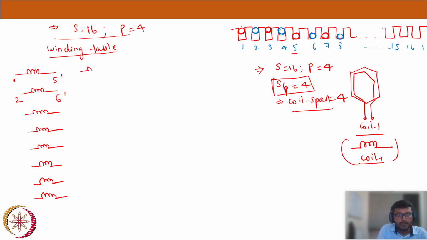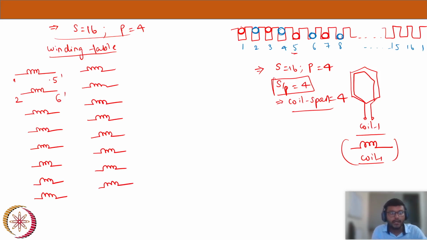These are 8 coils: 1, 2, 3, 4, 5, 6, 7, 8. So I draw the 16 coils and I will just quickly make the numbering. Coil 3 will end at 7 dash, because the coil span is 4. 4 will end at 8 dash. 5 will end at the 9th slot.